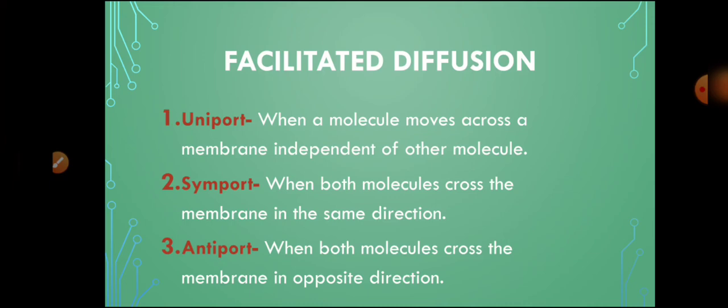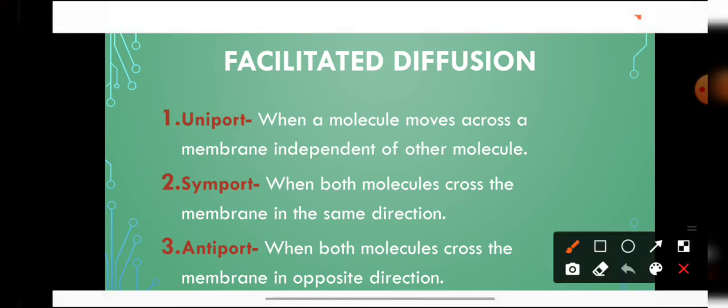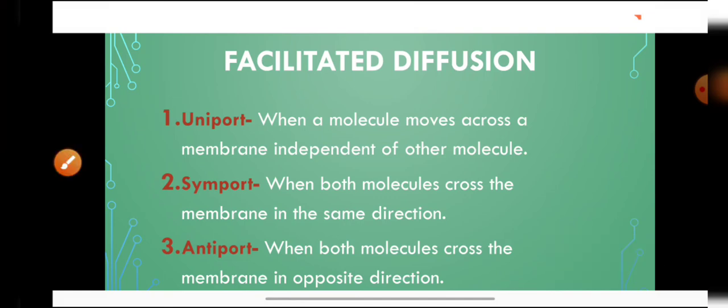Sometimes in facilitated diffusion, two different types of molecules move across the membrane. So it is of three different types depending upon the movement of molecules across the membrane. First is uniport, when a molecule moves across a membrane independent of other molecules. Then it is known as uniport. When both molecules cross the membrane in the same direction, it is known as symport. And when both molecules cross the membrane in opposite directions, it is known as antiport.